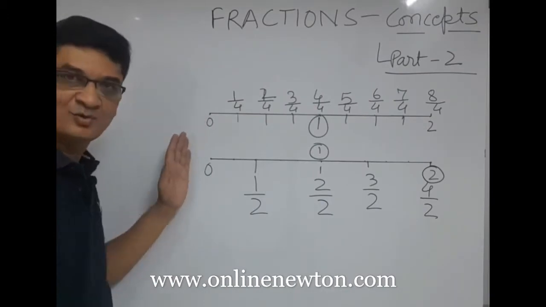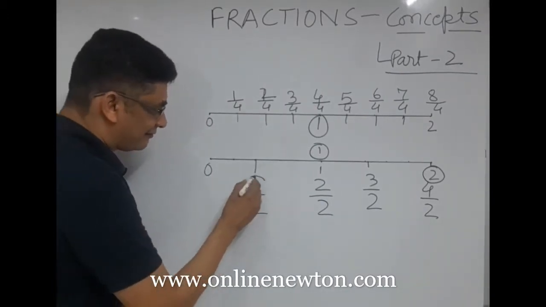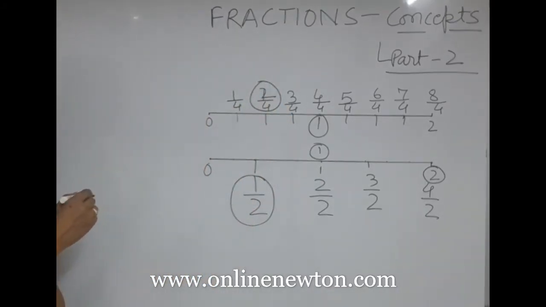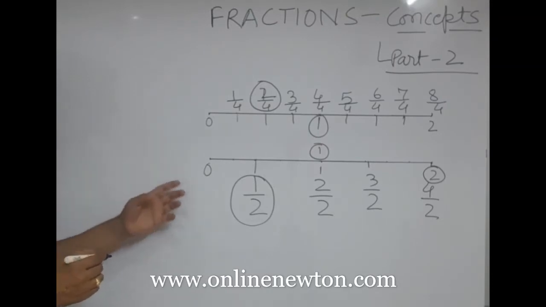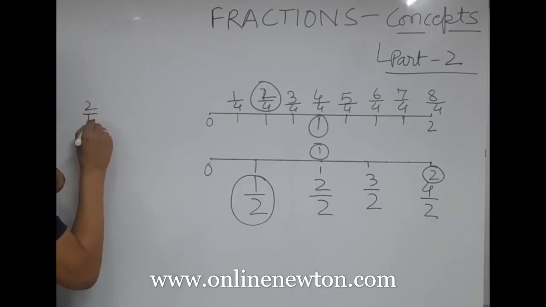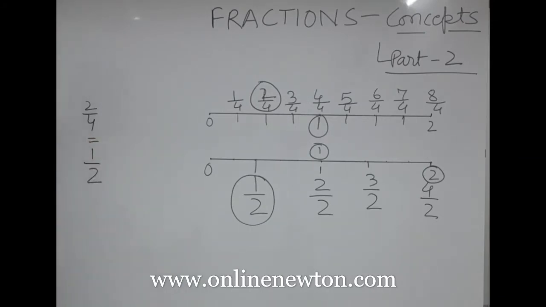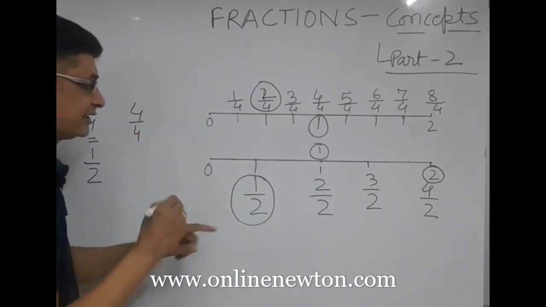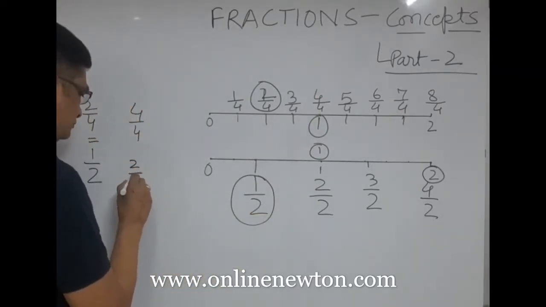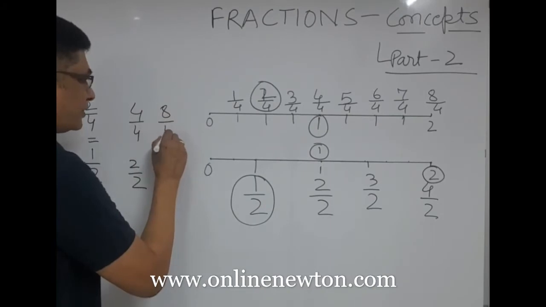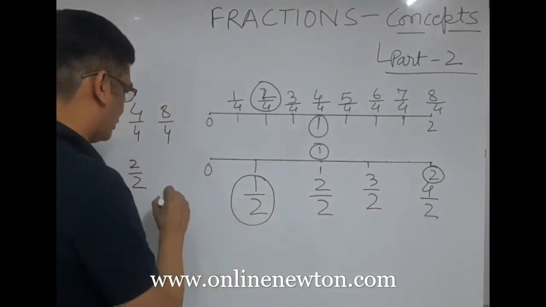So if we compare these two number lines, we will see that 1 by 2 and 2 by 4 are same. We already learnt it in the case of apples. In the case of number line, this measurement is same as this. This is 2 by 4 and this is 1 by 2, and 2 by 4 is equal to 1 by 2. Same way, 4 by 4 is same as 2 by 2. Same way, 8 by 4 is same as 4 by 2.